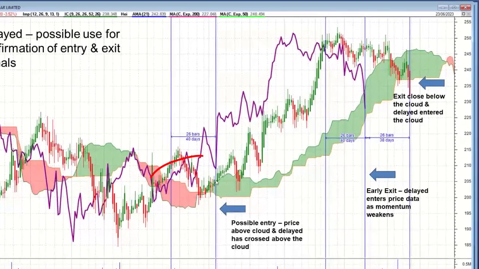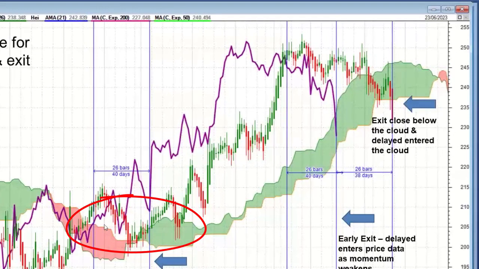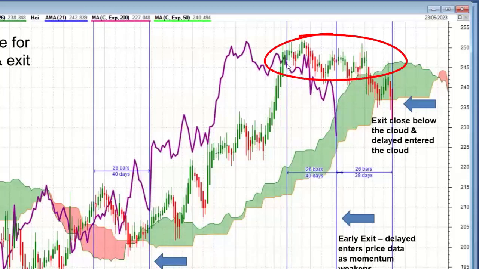Just to show you that here we've got the price breaking the cloud, and at the same time the delayed is breaking this cloud. It's the same here. We've got the delayed coming into the price area, and if you look up this chart, when you see the price way away from the cloud, that's another method. That means that there is really strong momentum. You can see that the cloud itself is climbing, the price is a long way from it. It means that there's very strong momentum. And you'll see that as the price approaches the cloud, the momentum decreases and the delayed comes closer to the price area.